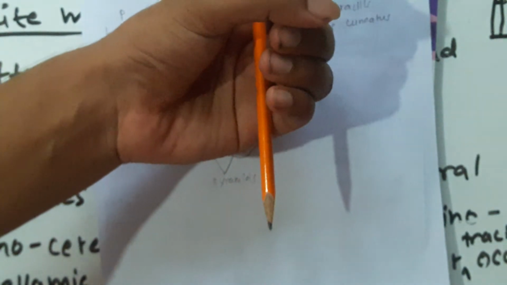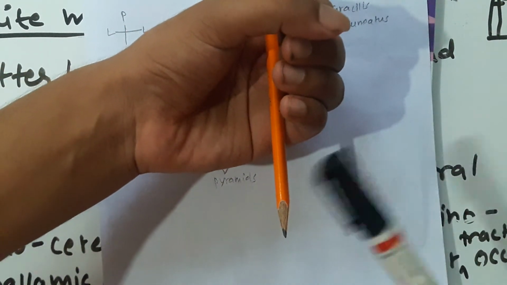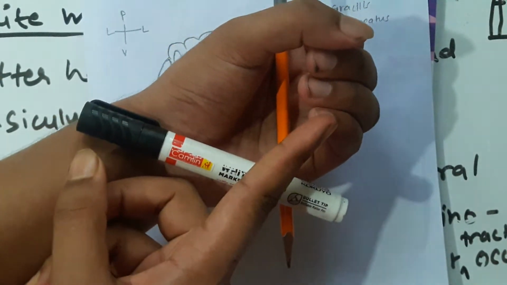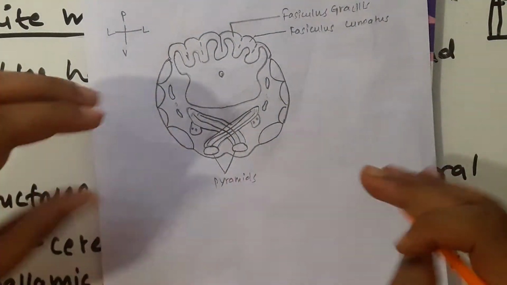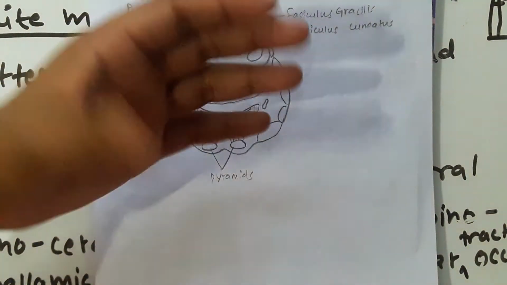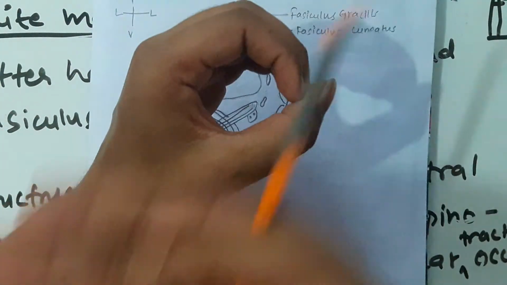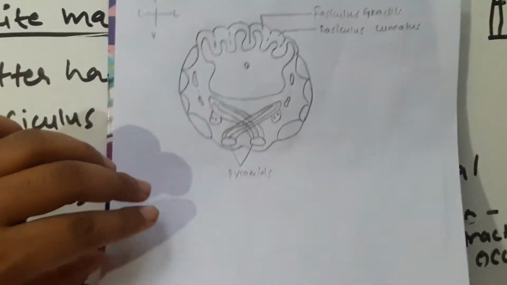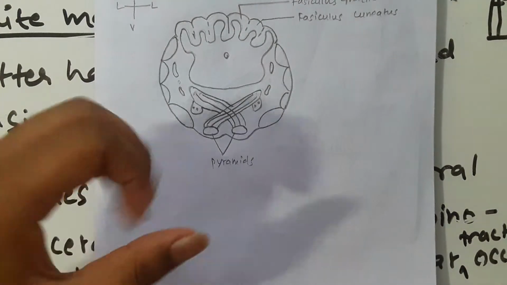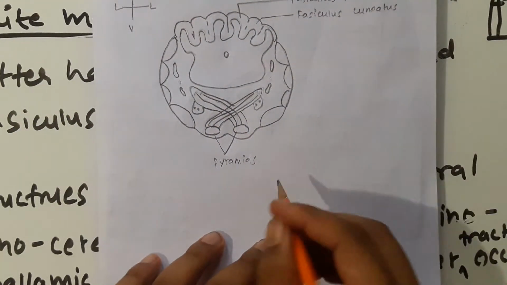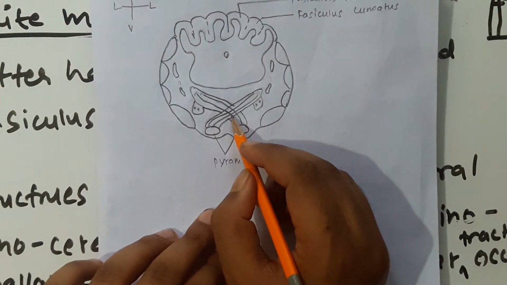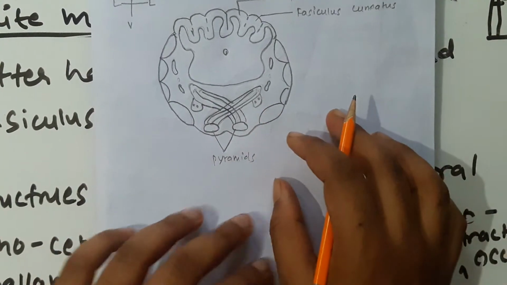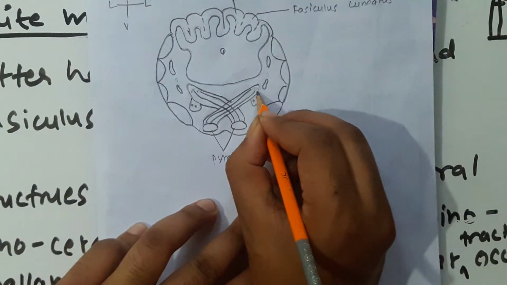But at the level of pyramidal decussation, the fibers are running backwards and crossing to each other, to the opposite side, forming the pyramidal decussation, yes or no? So when we cut the medulla in this way and look at the section, the pyramid will be seen as I showed. The fibers from the pyramids run backwards and then cross to the opposite side.